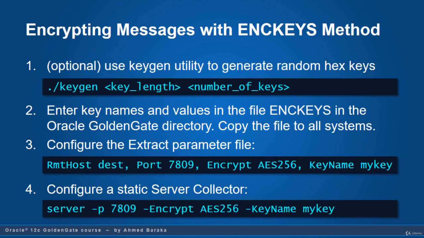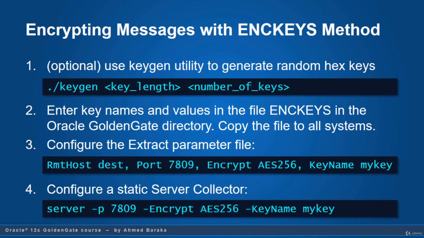In the second step, you give those keys names and save the names and their values in a file called ENCKEYS. You save that file in the GoldenGate root directory in all the systems that participate in your GoldenGate configuration. After that, you configure the data pump extract process to use the keys in that file.